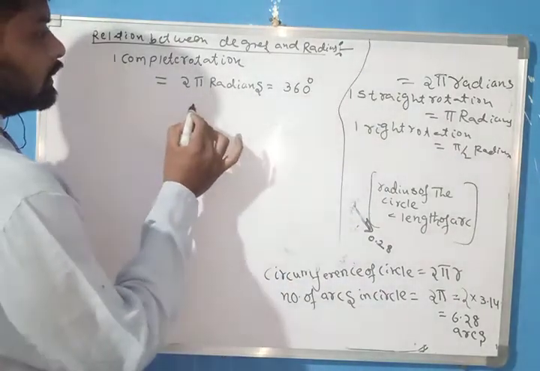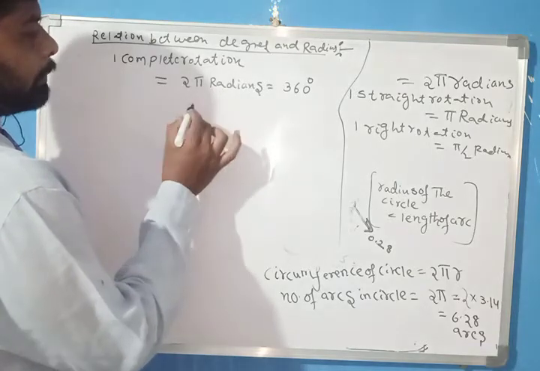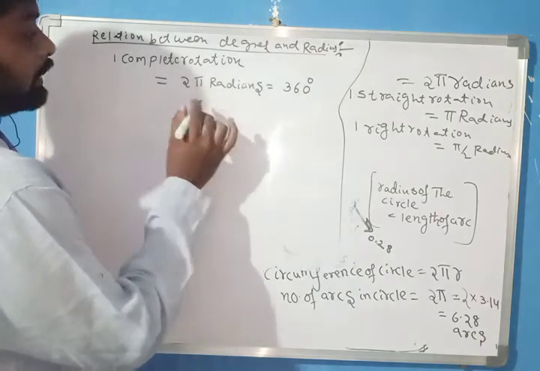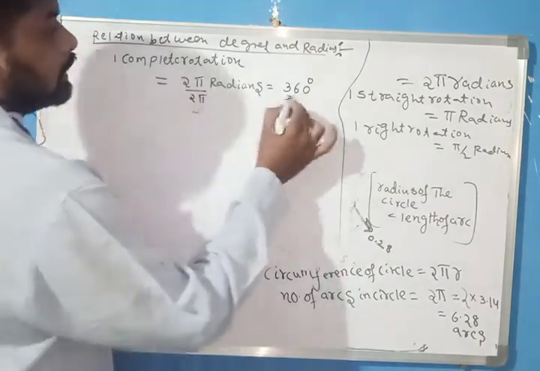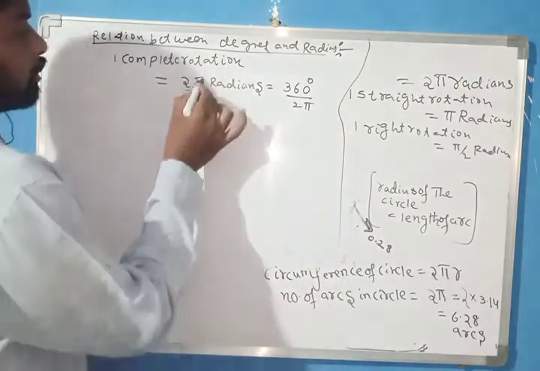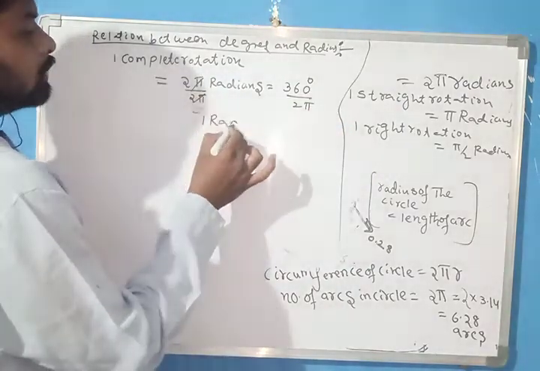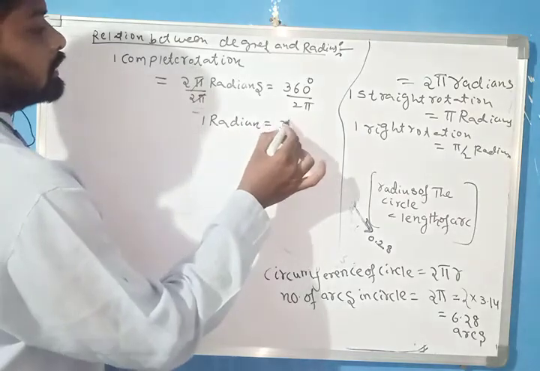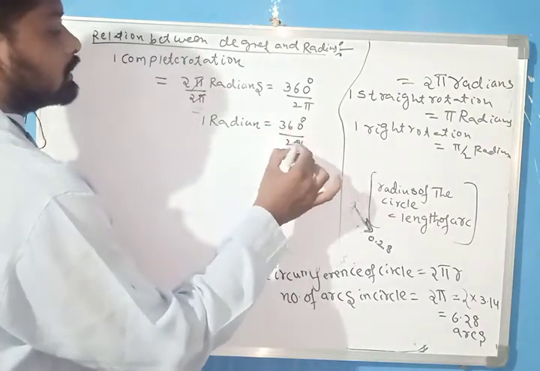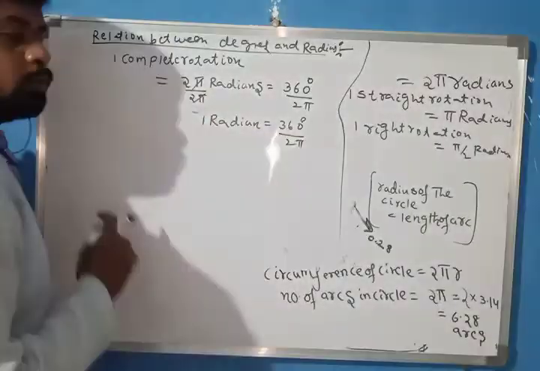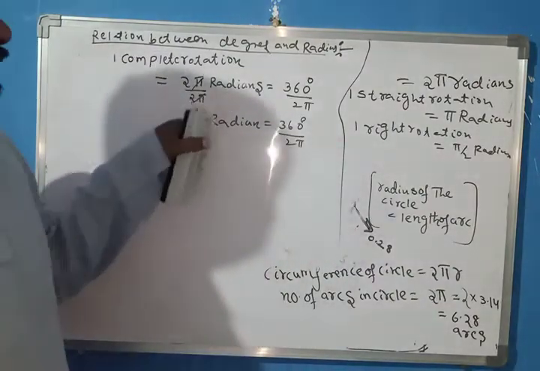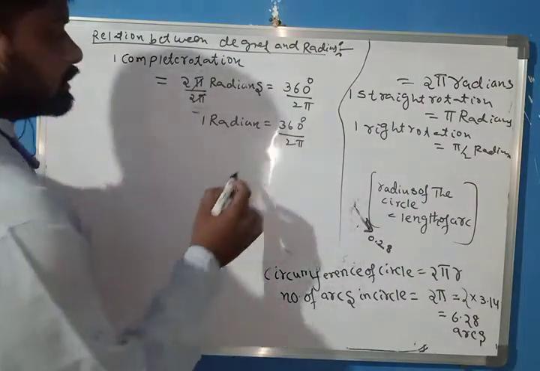After that, to get 1 radian, I am dividing both sides by 2 pi. The 2 pi cancels. 1 radian equals 360 degrees by 2 pi.